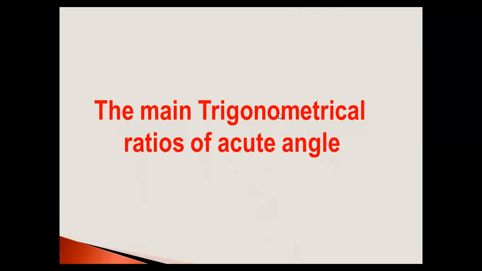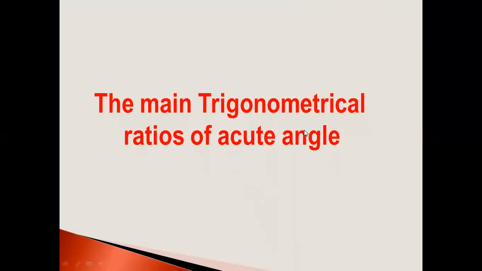Today we will take the first lesson in trigonometry. It is called the main trigonometrical ratios of the acute angle. But at first we need to remember the measure units of the angles.